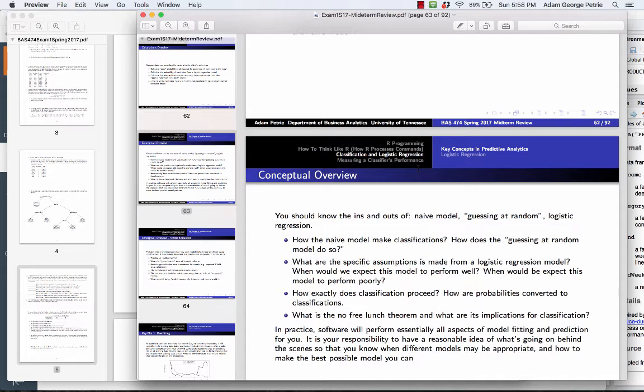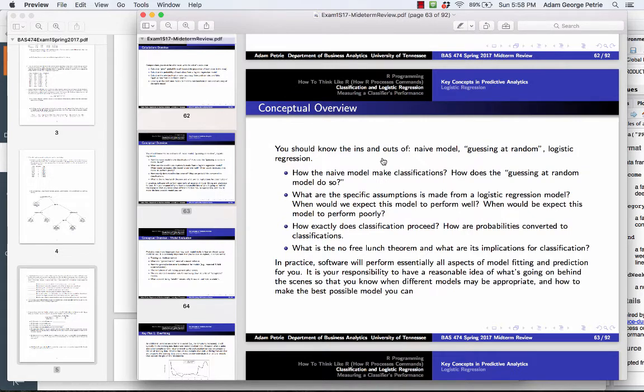What else do you need to know about data mining for this exam? All right, well, a bunch of concepts here. So we've talked about a few modeling concepts: logistic regression, the naive model, the guessing at random model. And you should know, all right, how do each of these three models approach making classifications here. So a very good slide. Make sure you're going to be able to know the answers to all of these questions right here. How does the naive model make classifications? How does the guessing at random model do so? Basically, majority rules, basically flips a coin, and the probability of each class is proportional to how often each of those classes are appearing in the data.